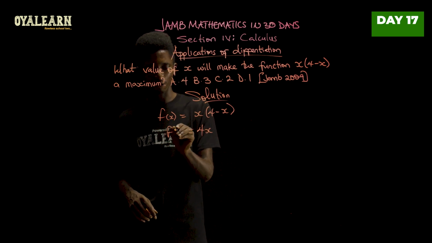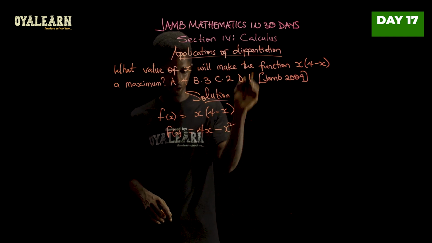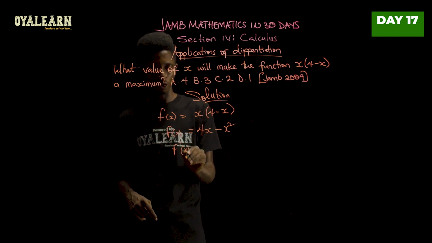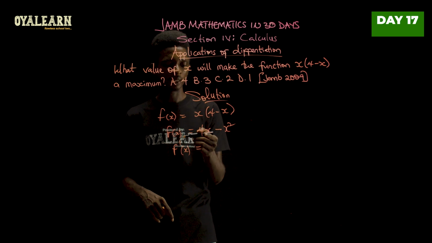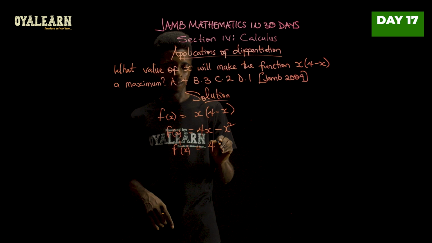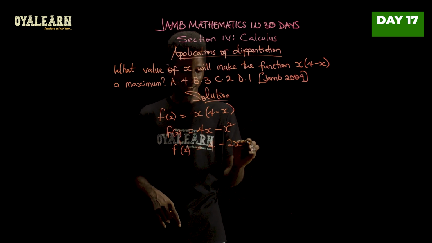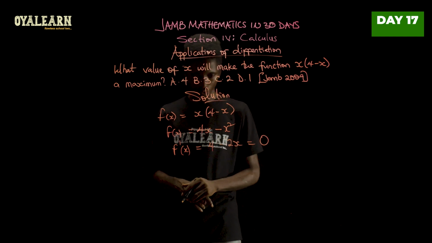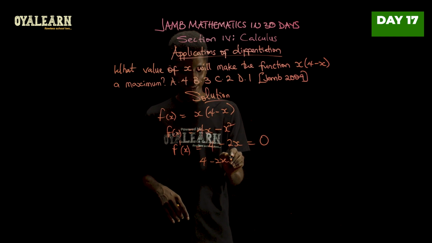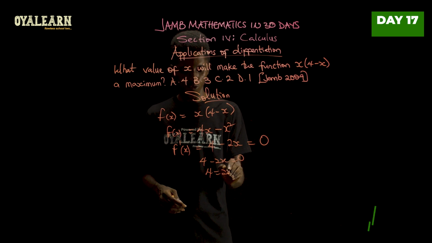4x, remember this is still the function of x, minus x squared. Now, first derivative of the function of x will then be, now if we differentiate 4x, we'll get 4 minus, differentiating this, we'll get 2x. And now we have to equate this to 0. So if 4 minus 2x equals 0, that is, from here we can say 4 equals 2x.